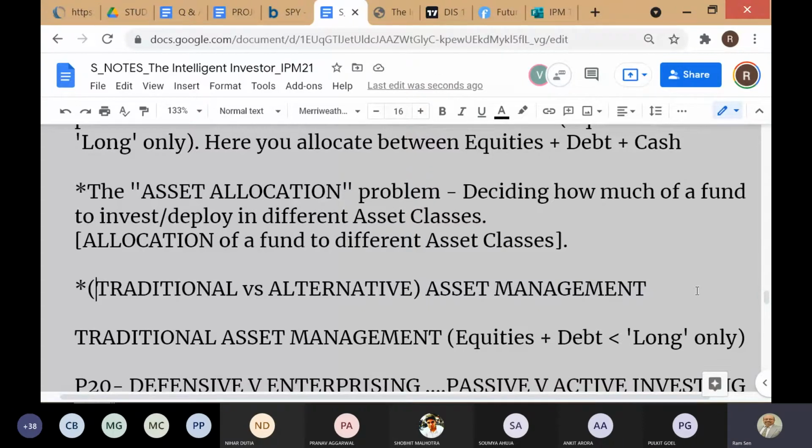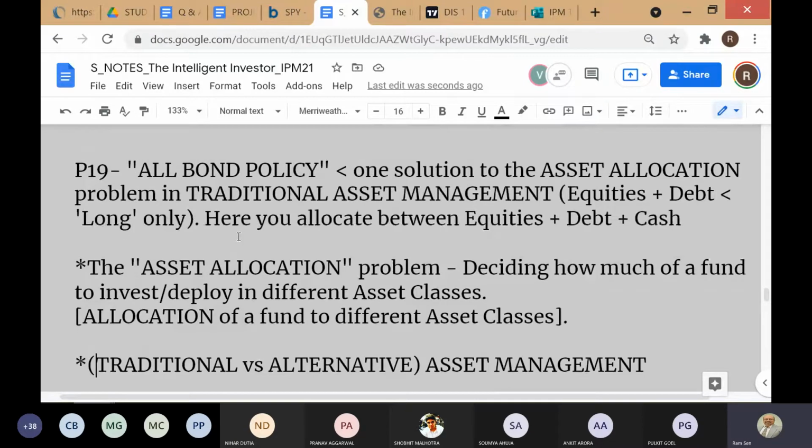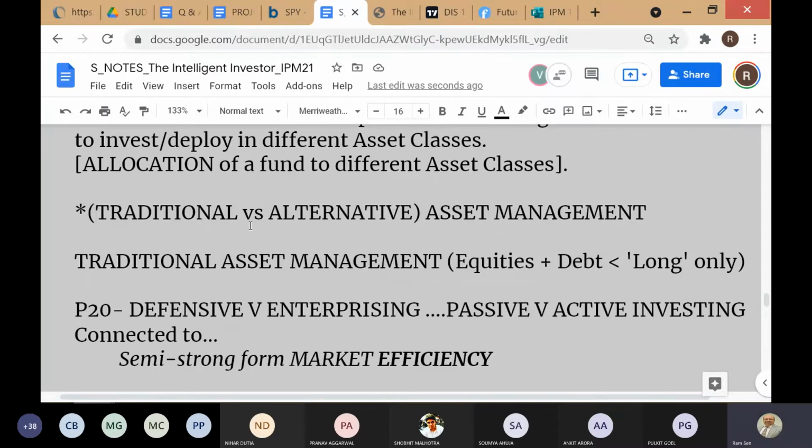Alternative asset management is sometimes referred to as hedge funds, loosely. Not a very correct definition, but that's again another kind of industry parlance that is used. You should be aware of that. So let's understand what these two are. The asset allocation problem also brings up a related point: the difference between traditional versus alternative asset management. These are different approaches to asset management, and they have a legal dimension as well, typically in terms of the fund's mandate, the contract between the fund manager and the investor. So we want to understand what is meant by traditional versus alternative asset management.